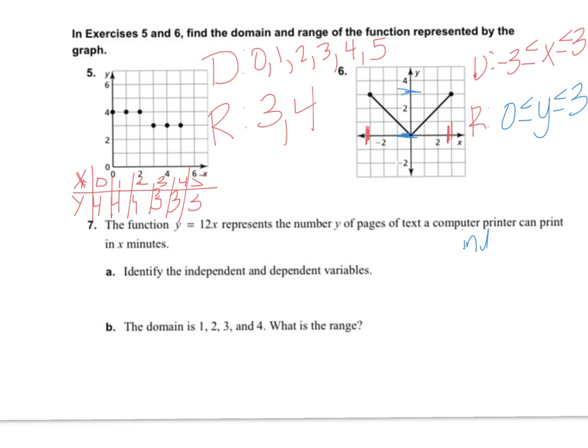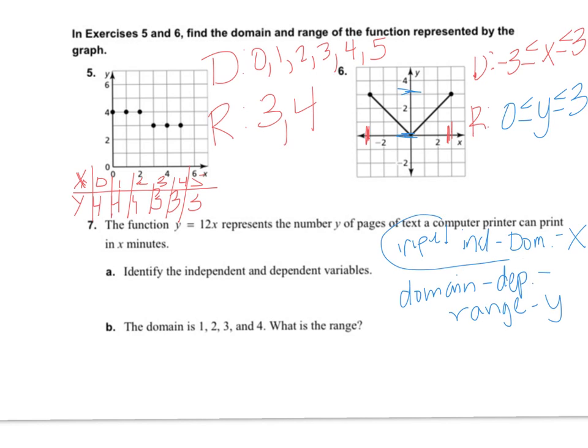Independent is the same thing as the domain, which is the x values. It's also the input. And then the dependent variable is the same as the range, which is the y values. So these are important. They all go together.